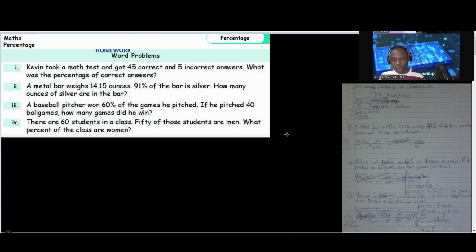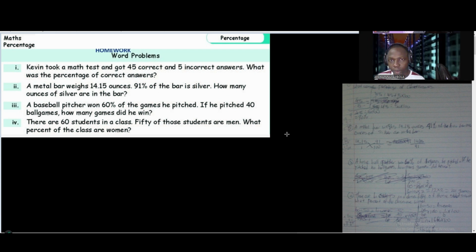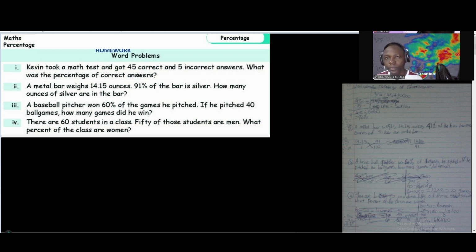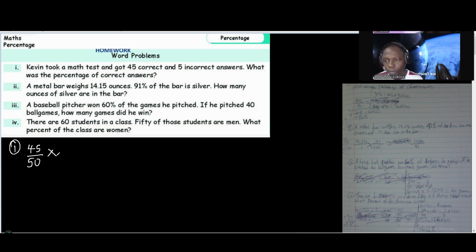All right. Question one on percentages says Kevin took a math test and got 45 correct and 5 incorrect answers. What was the percentage of correct answers? So that'll be 45 out of 50 times 100. 45 out of 50 times 100. So the first answer there is 45 over 50 times 100. And you got the answer right the way I'm looking at it because that's 90%.